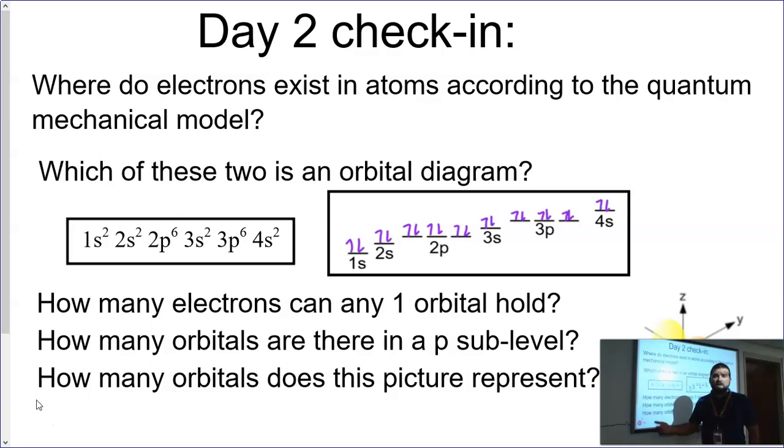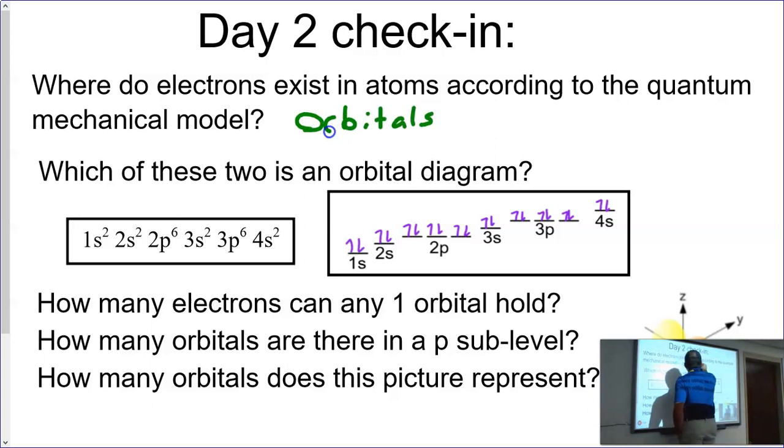Okay, first one. Where do electrons exist in atoms according to the quantum mechanical model? This is orbitals. And again, the name is not great, because it contains the word orbit. It's a horrible name, actually. They really should have picked something different. An orbital is a three-dimensional region of space around the nucleus where these electrons are, or move, or exist.